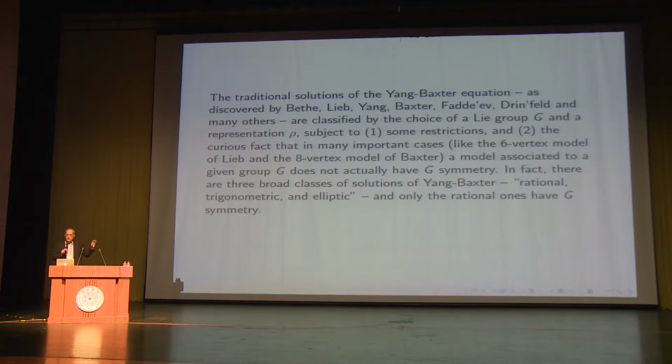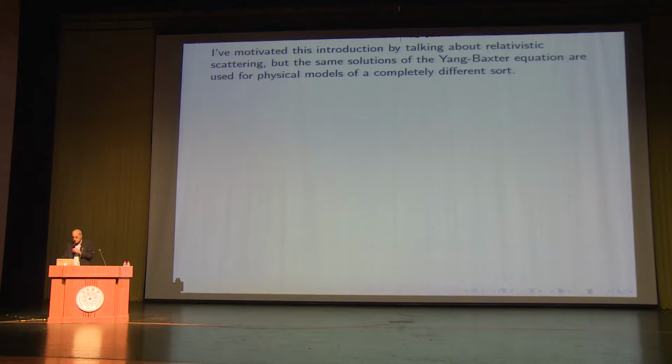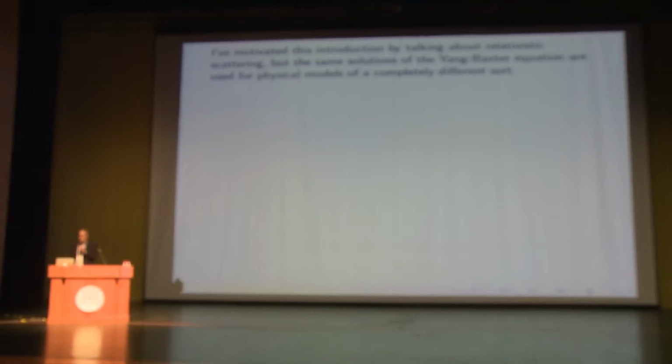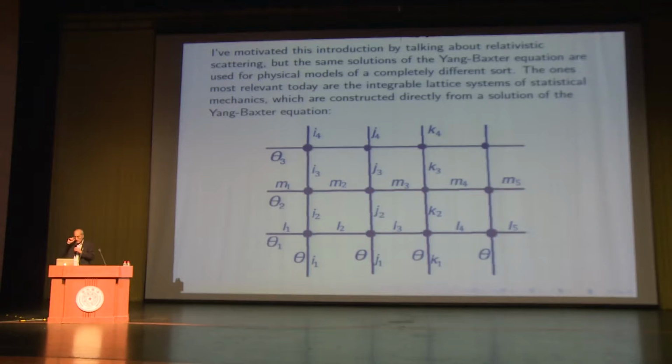So there's a huge, huge story here, and I really believe Kevin's assertion was correct when he claimed that this perspective should shed a new light on basically all facets of this story. Now, I've motivated my introduction by talking about relativistic scattering, but the same solutions of Yang-Baxter are used for physical models of a completely different sort. The ones most relevant today, which you heard about from Kevin, are integrable lattice models of statistical mechanics, which are constructed directly from a solution of the Yang-Baxter equation.